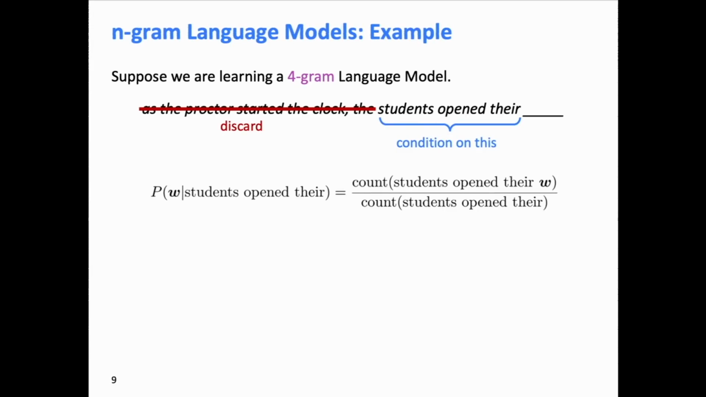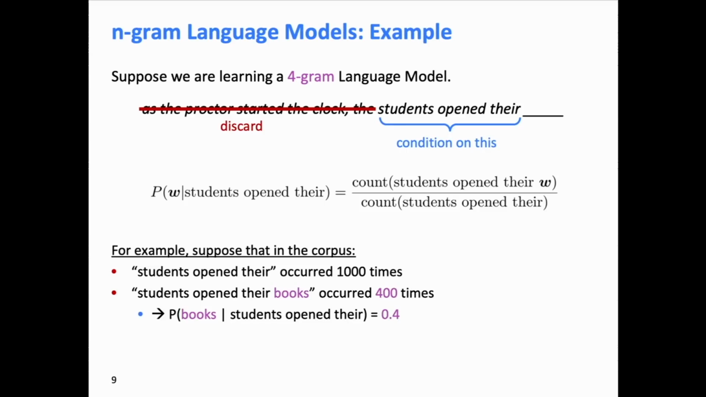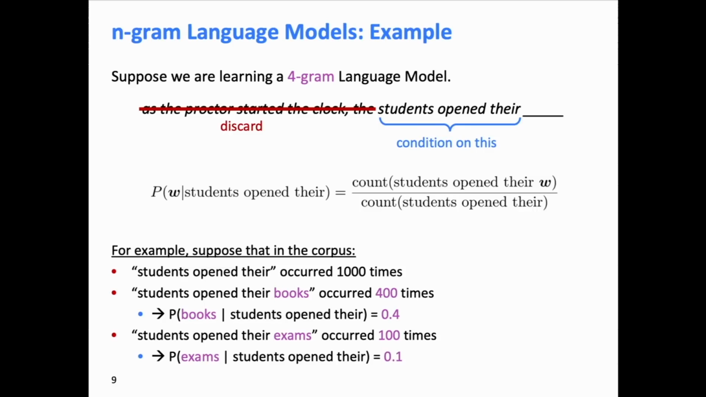As a reminder, our n-gram language model says that the probability of the next word being some particular word w in the vocabulary is equal to the number of times we saw students opened their w divided by the number of times we saw students opened their in the training corpus. So let's suppose that in our training corpus, we saw the phrase students opened their 1,000 times. And suppose that we saw students opened their books 400 times. This means that the probability of the next word being books is 0.4. And similarly, let's suppose that we saw students opened their exams 100 times. This means that the probability of exams given students opened their is 0.1.